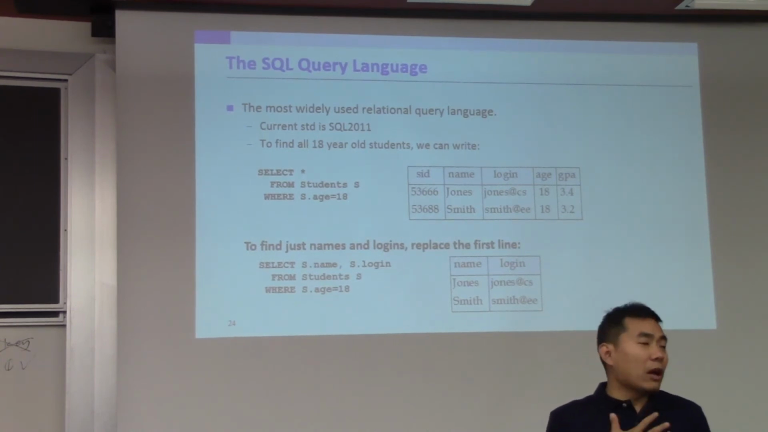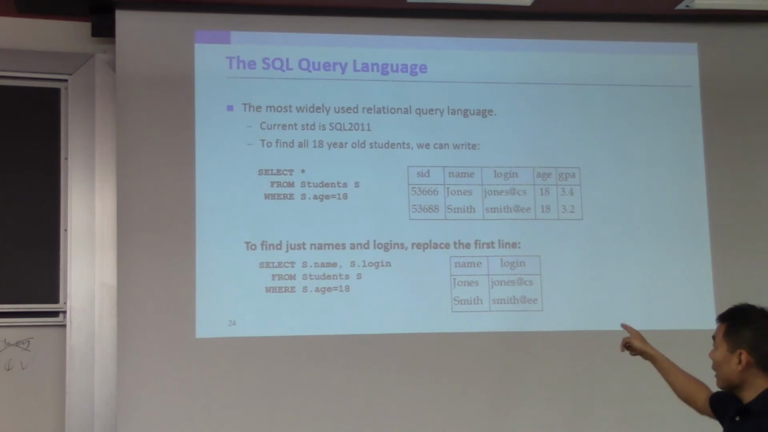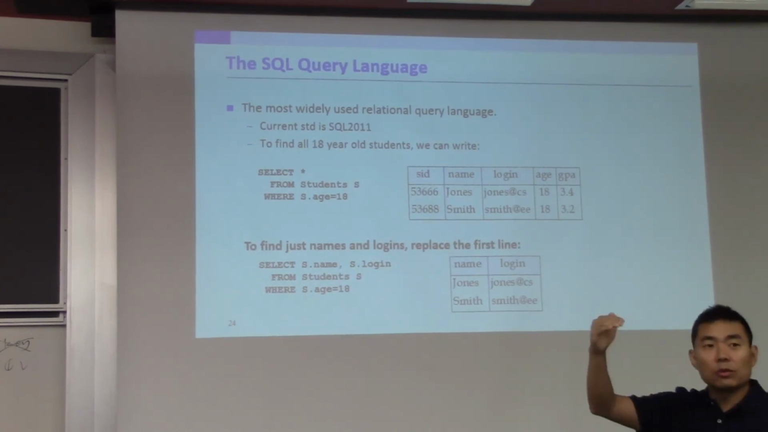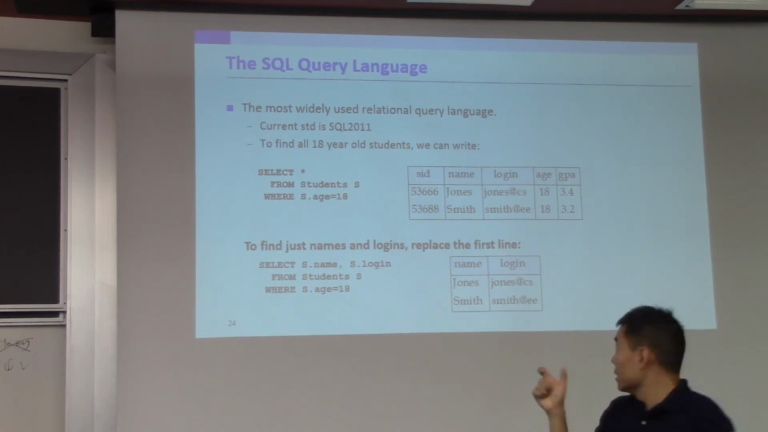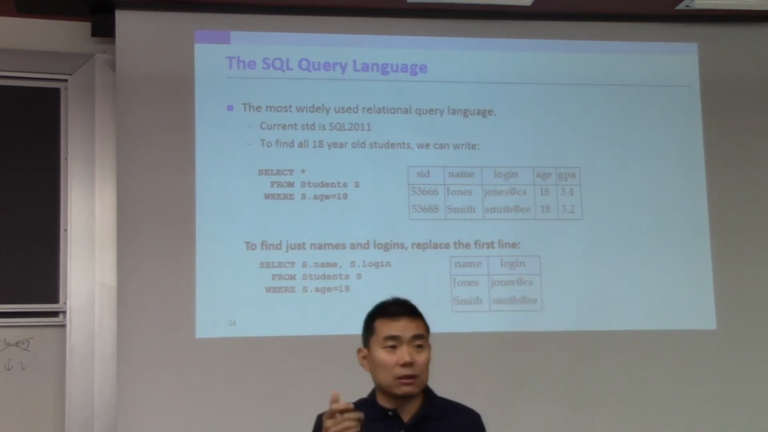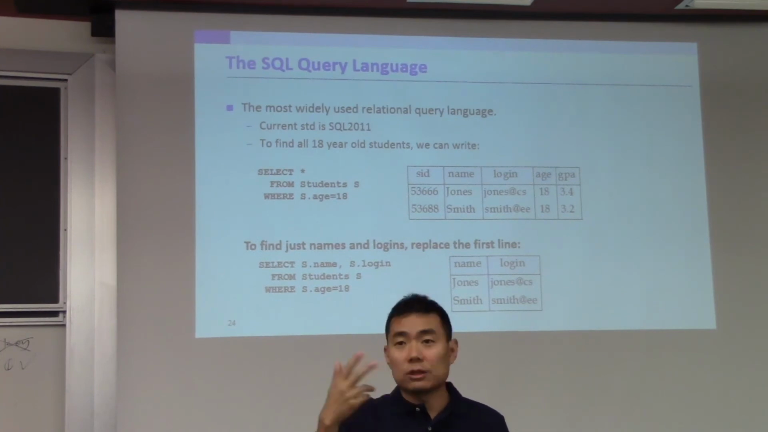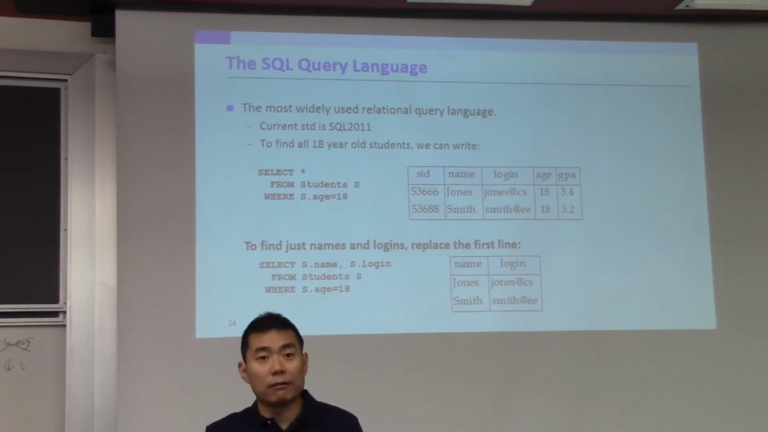You may wonder, what do I mean by that? Well, let's think about how you're actually going to do this. The naive solution is very simple: you scan through each student record. For each record, you check whether the age value is equal to 18. If it is, you return the name and login value of that record. The cost of this approach is linear in the number of records you have.